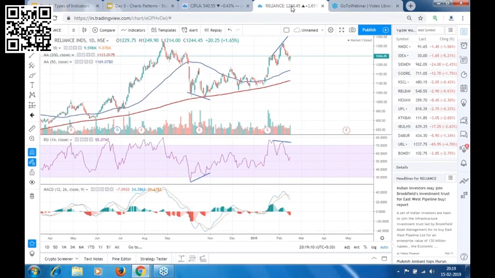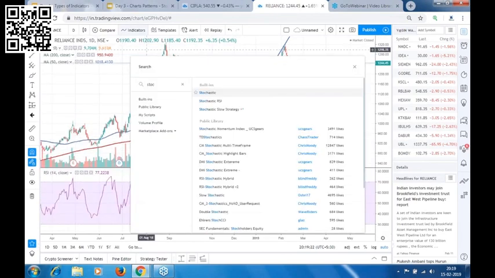The stochastic moves between 0 and 100, but above 80 it is considered to be overbought, and below 20 it is considered to be oversold. Now here also we have two lines. One is the blue line and another one is the red line.